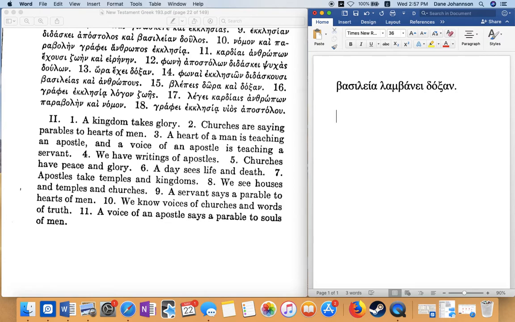Number 2 of the English to Greek. Churches are saying parables, so that's present tense. You could even just say churches say or speak parables to hearts of men. Hearts of men. Let's start with that little chunk. To hearts of men. So you have to use the dative plural, cardia. So feminine, cardia. Cardia, to hearts. Cardias, to hearts of men, which would be anthropon. Anthropon, to hearts of men, anthropon.